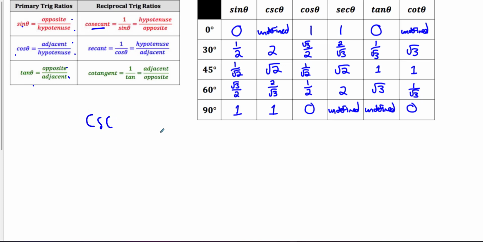So cosecant, which is CSC, is the reciprocal of sine. So cosecant theta is equal to 1 over sine theta. What does that mean? That means that instead of it being opposite over hypotenuse, it's going to be hypotenuse over opposite. That's cosecant.